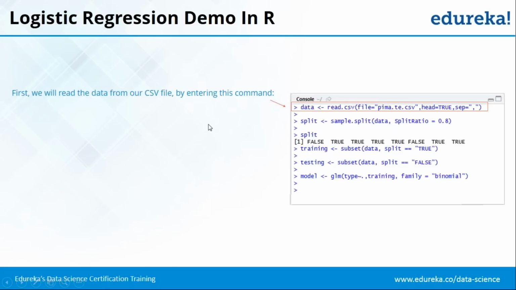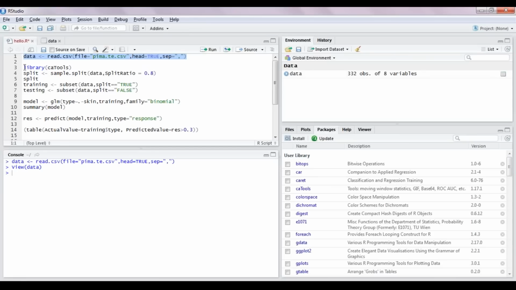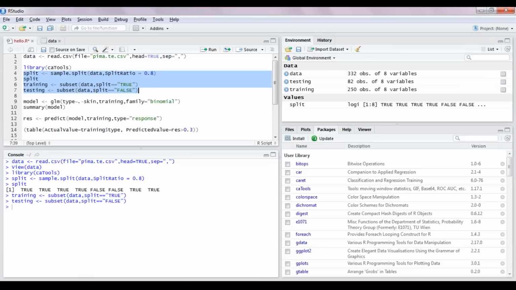Now our next step is to split our data set into testing and training in the ratio 8:2. Basically, there is a library which first has to be included. Why is this library used? It is used for the split function. So for splitting our data set into training and testing, we have to include this library, which is caTools. Once we do that, we will be splitting our data set into training and testing.